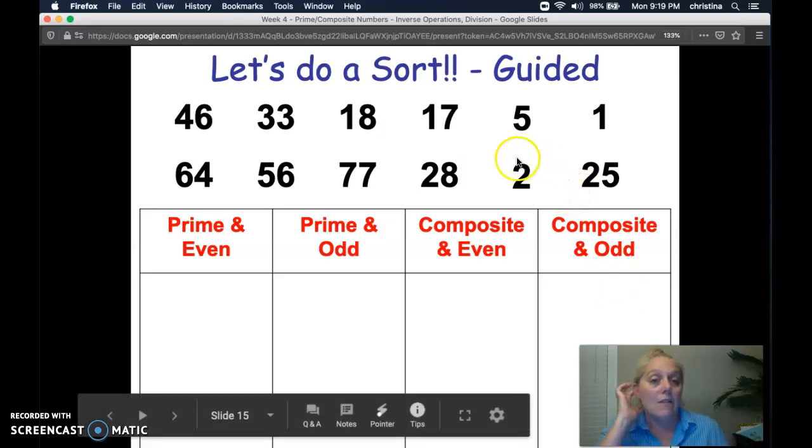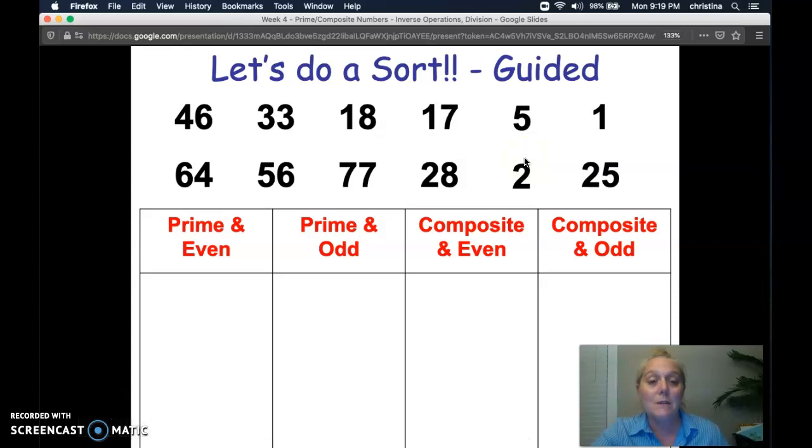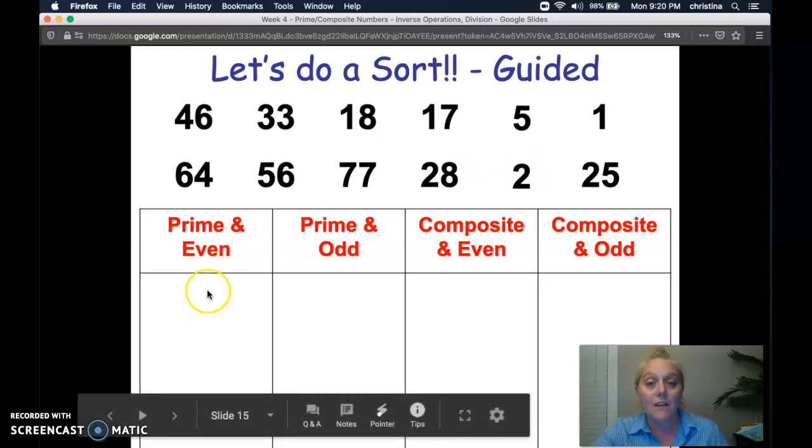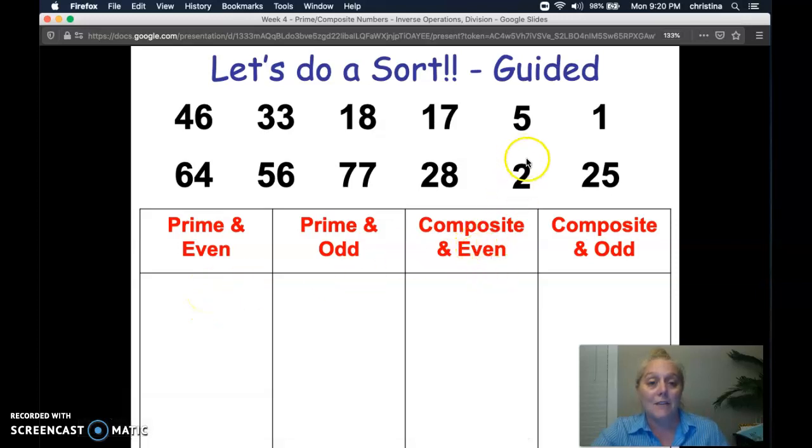Okay, now if we look at the number 2, 2 is a special number, and the reason 2 is a special number is because it's the only even and prime number, meaning it is the only natural number above the number 1 that is prime and even. All other even numbers greater than 2 are going to be composite and even, but 2 is all by itself in this prime and even category.